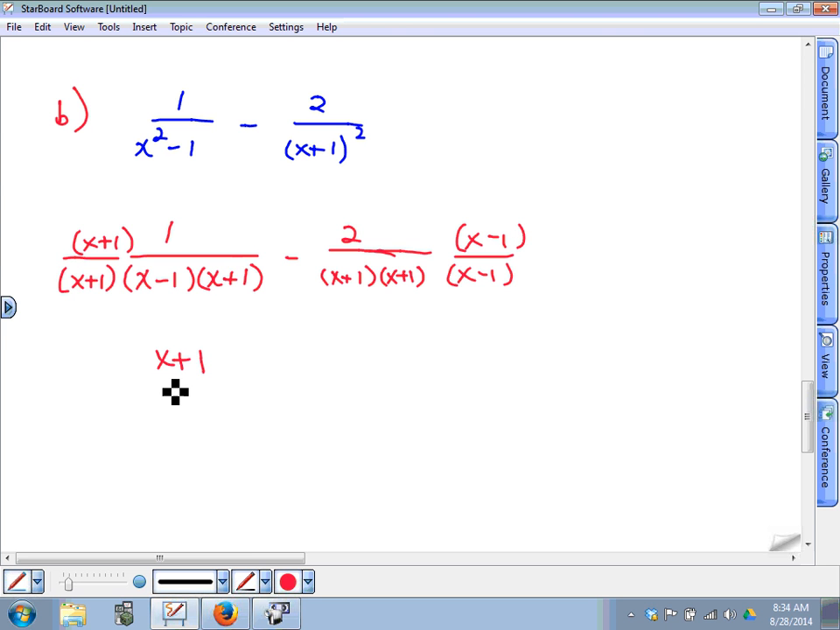Left side becomes x plus 1 over, oh man, what was the phrase, mathematicians are lazy? I'm just going to write LCD right here. That's the LCD. Minus. What happens there in the numerator? 2x minus 2. 2x minus 2, good, over our newfound LCD.